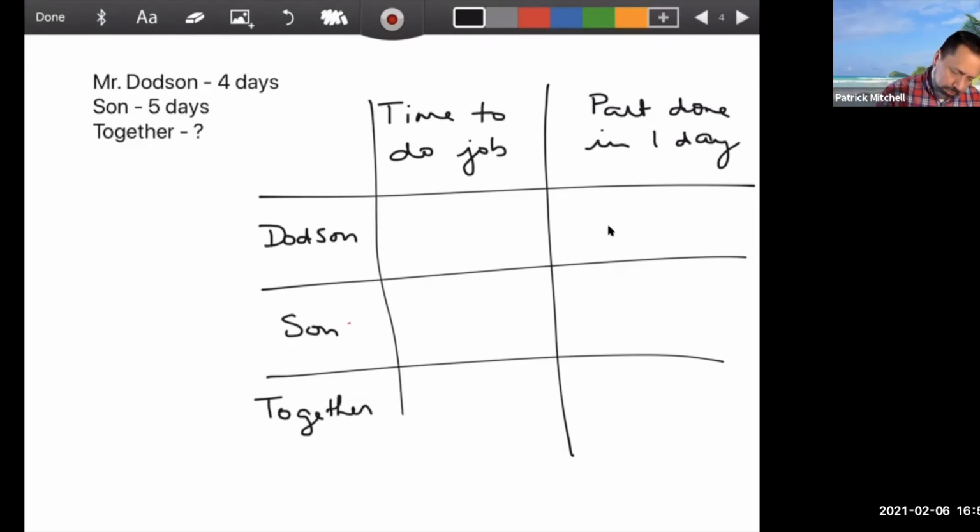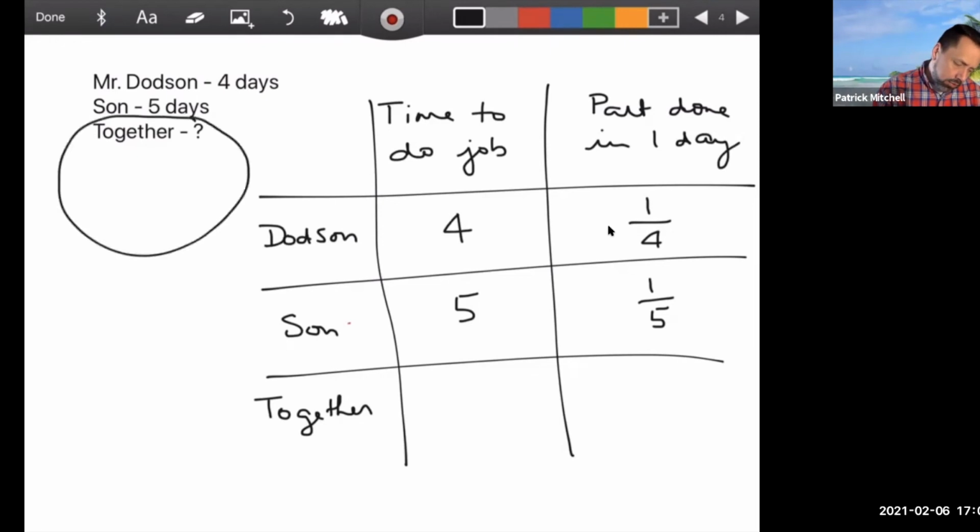All right, so it takes Mr. Dodson 4 days, which means the part he gets done in 1 day is 1/4. Takes the son 5 days, so the part he gets done in 1 day is 1/5. All right, so now I'm going to define my variable. Just call that X days. If you wrote something like this in your written work, I would count that as Mitchell's first commandment. So together it takes them X days, which means the part that would get done in 1 day is 1/X.